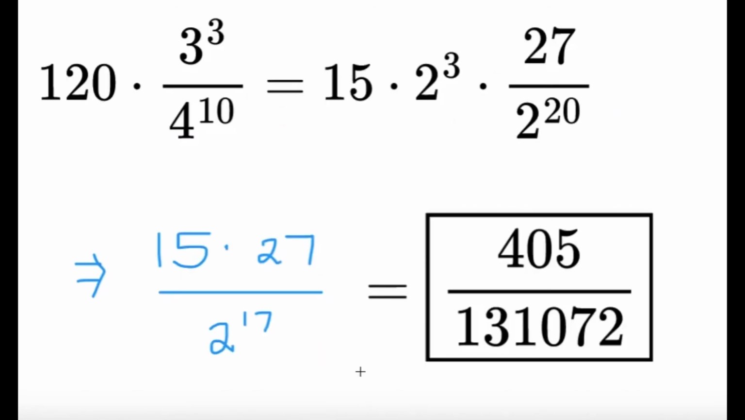After some simplification, we can write 120 as 15 times 2 cubed, and write 4 raised to 10 as 2 raised to 20, so you can easily cancel the 2 cubed, and then all we have is 15 times 27 divided by 2 raised to 17. 15 times 27 gives 405. 2 raised to 17 is pretty big, but we're going to get that it's 131,072. So for our final answer, we have 405 over 131,072, and this will be our final answer.